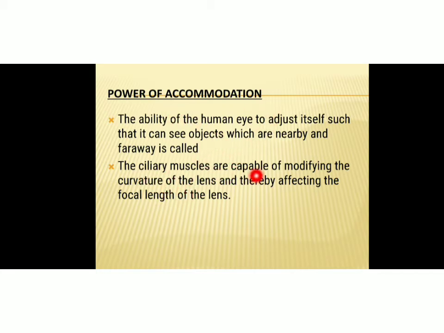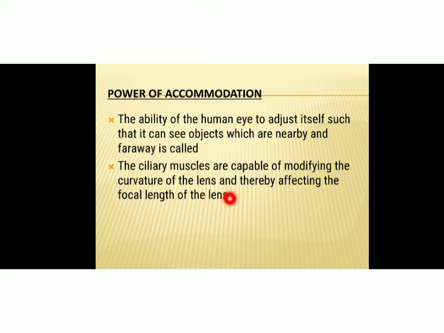Okay, so the ciliary muscles are capable of modifying the curvature of the lens and thereby affecting its focal length. So what is power of accommodation? The natural ability of the eye lens to adjust the focal length of the lens is known as power of accommodation. What is power of accommodation, children? The natural ability of the eye lens to adjust its focal length is called power of accommodation. And how is it able to adjust? The change in the curvature of the eye lens helps us to change the focal length.